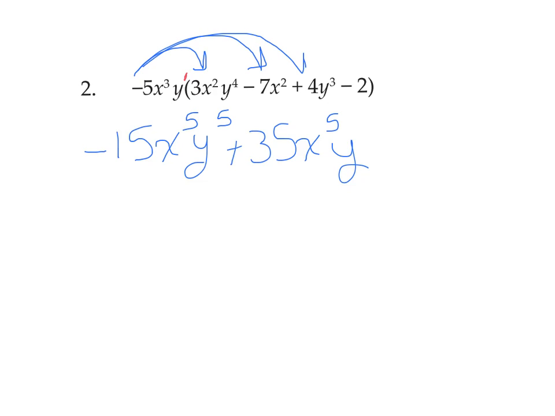Then we go here times here. Negative times positive makes negative. 5 times 4 is 20.